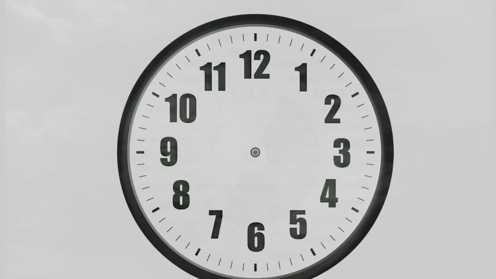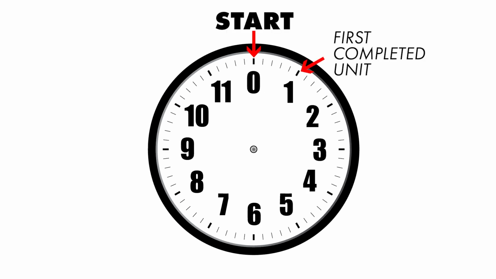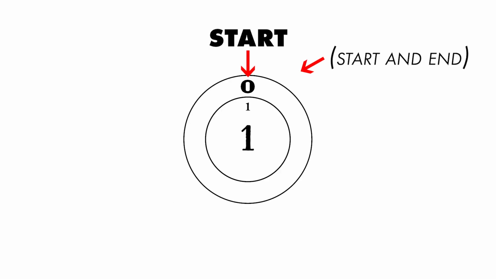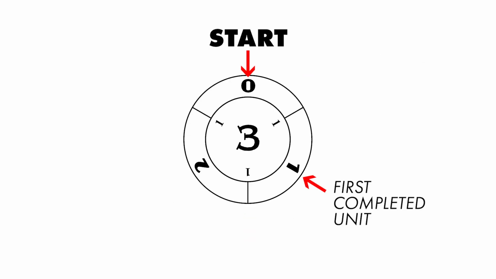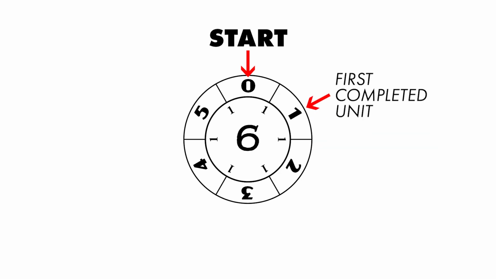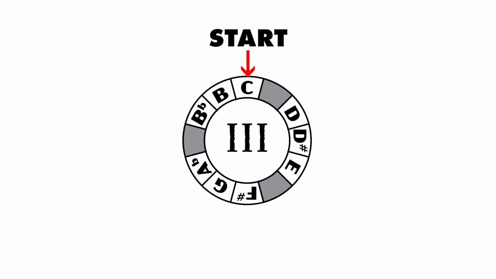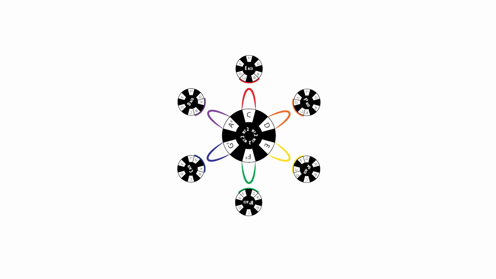Imagine the face of a clock. 1 appears not at the top, but 1 unit clockwise from the top. This is because it marks 1 minute or 1 hour or 1 second from the start of the cycle of 12. The top, position 0, marks the start of the cycle, not the first completed unit. The same principle applies for our diagrams. It will also become useful when we apply the same type of diagram to musical scales, modes, and harmonies.